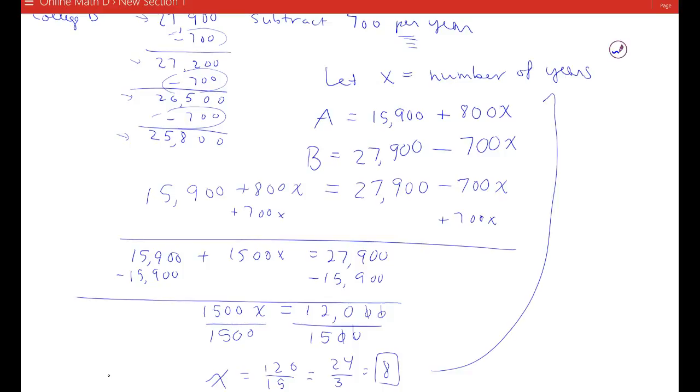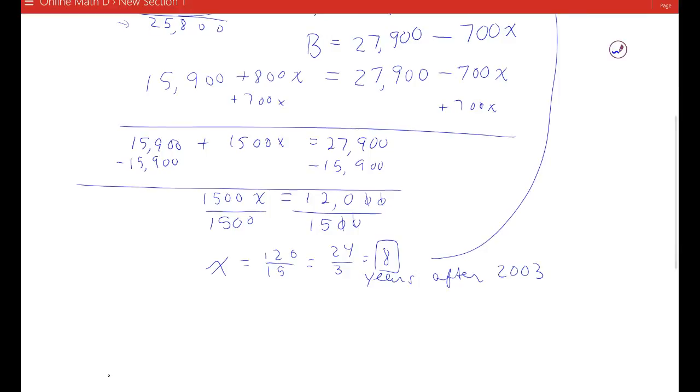Well, up here I wrote what x equaled, so that makes it easier for me to interpret my answer. So 8 years after we started at 2003 is when the enrollments will be the same. So that year would be 2011, right? So in the year 2011, the colleges will have the same enrollment. And it doesn't matter which equation you use because their enrollments are going to be the same at this time.